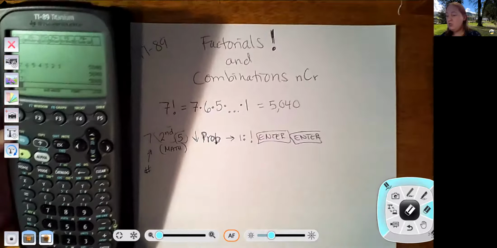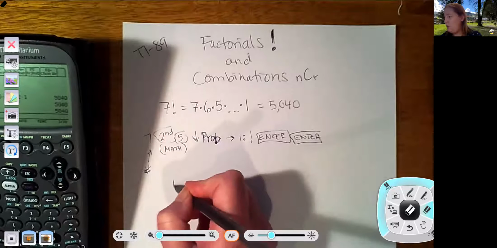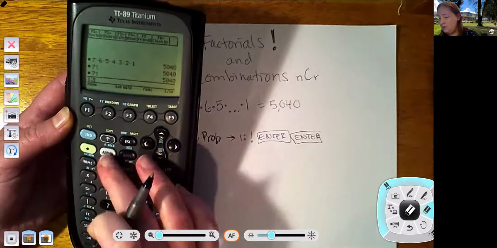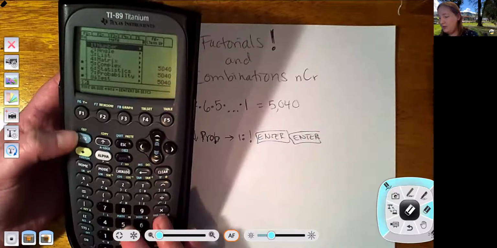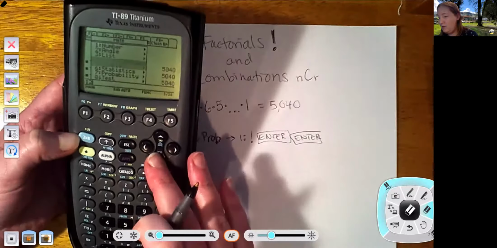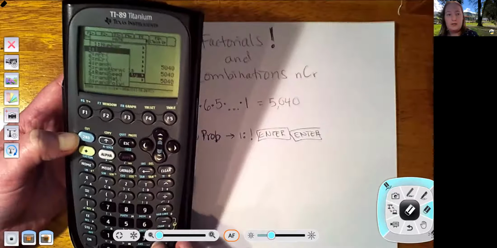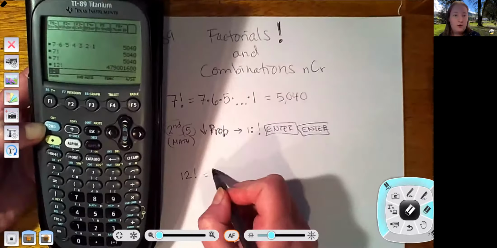Okay. So let's try a few more. What if I wanted to figure out what 12 factorial would be? 12, go into the math by doing second 5, go to probability, go over to option 1 factorial, hit enter, and enter again. So you can see it's getting very large very quickly.